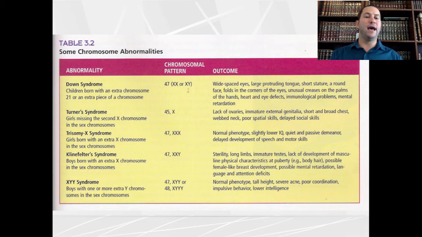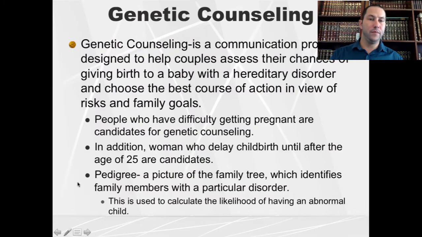All right, so we have examples, as you've seen: Down syndrome, Turner syndrome, trisomy X, Klinefelter's, and XYY, as I talked to you about. Now, if you are concerned about the genetic profile that you have, you can get genetic counseling. Now, most people don't think of genetic counseling unless they're having a problem getting pregnant, or as they get older, or there's some real concerns about heritage-related disorders. But genetic counseling is useful.